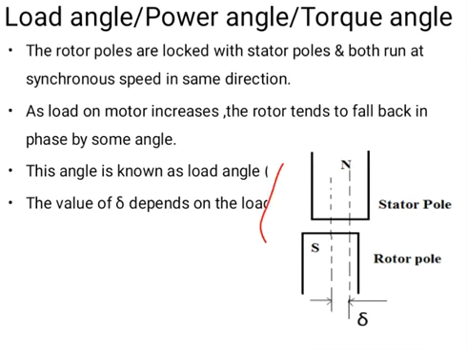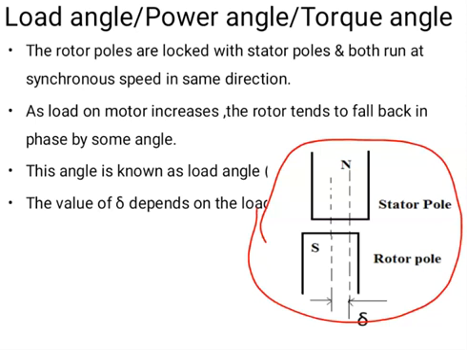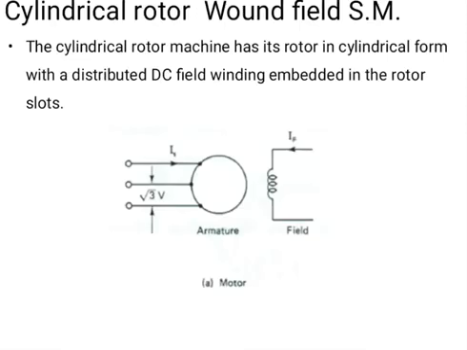As you see in this figure, the stator pole and rotor pole, how it falls back in phase by some angle. There is some phase difference between stator and rotor. So this is the torque angle.